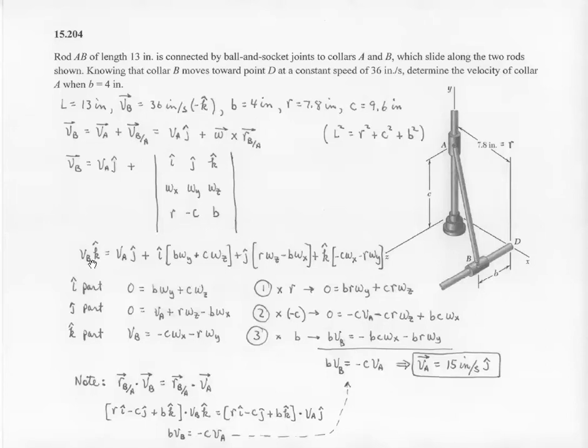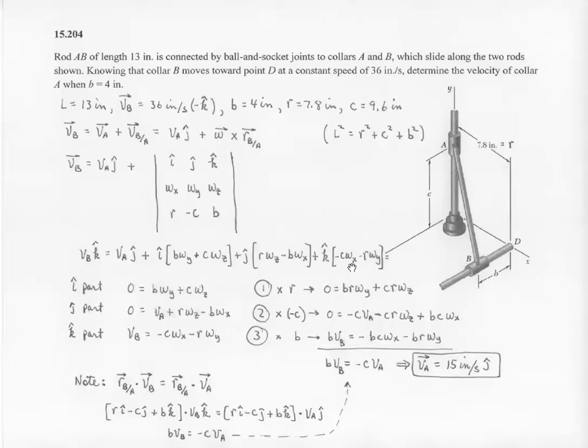When you expand this, go ahead and express V sub B as V sub B times the K unit vector, remembering that the value you put in for V sub B right here is minus 36 inches per second. V sub A is unknown in the J direction. And then the I coefficient comes from b times omega Y minus C times omega Z, which gives you a plus C times omega Z. The J comes from R times omega Z minus b times omega X. And the K comes from minus C times omega X minus R times omega Y.